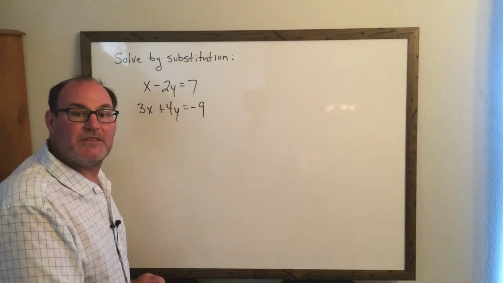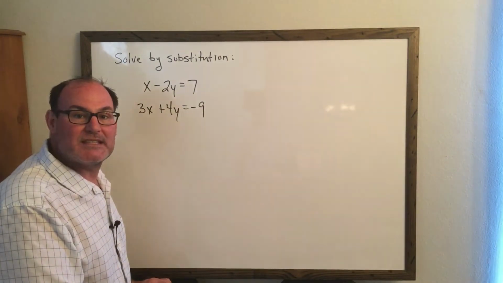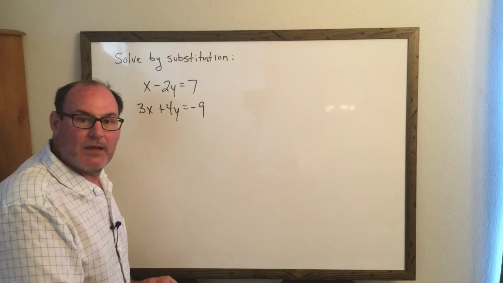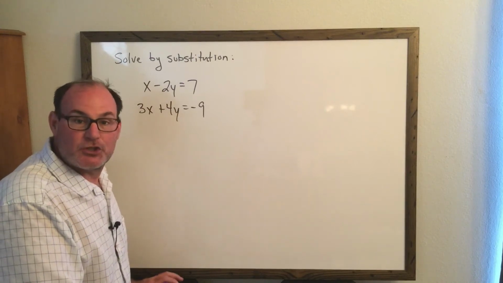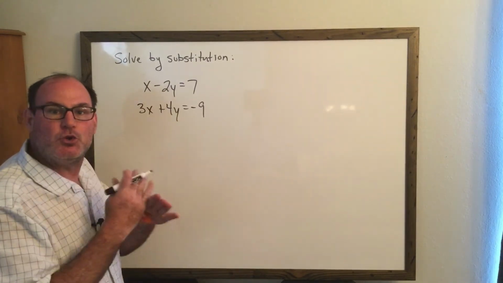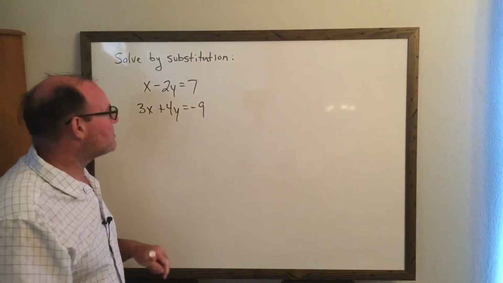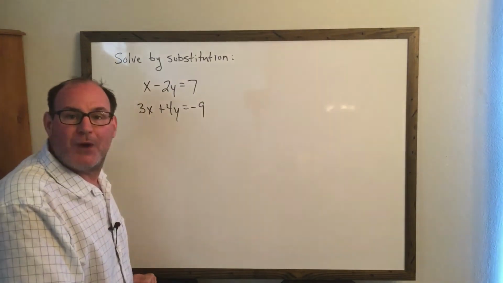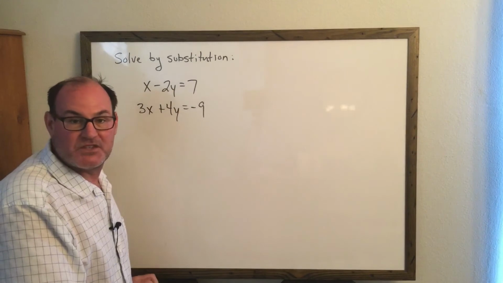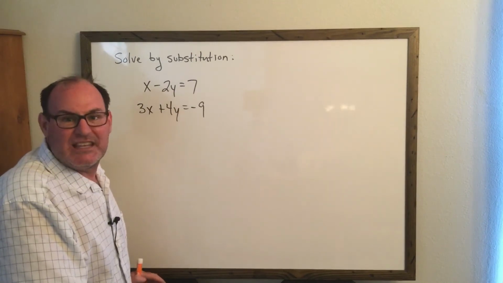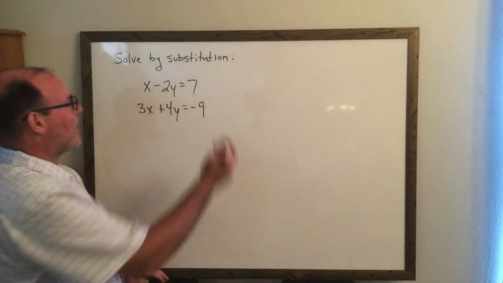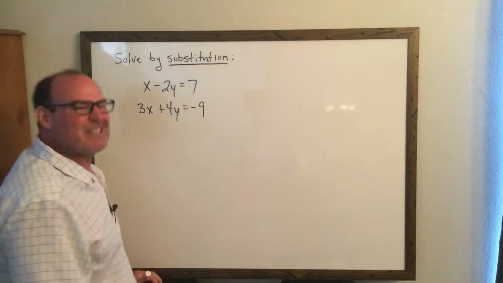All right, so previously we looked at solving a system of equations by graphing. And what that showed us is the solution is the point where the two lines intersect. And so now we're going to talk about two algebraic ways to solve a system because that tends to be easier most times. So the first way that we're going to solve is by what's called substitution.